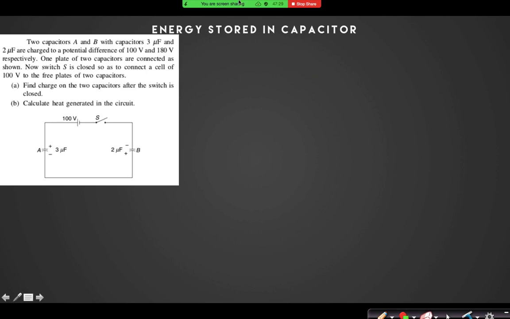Two capacitors with 3 microfarad and 2 microfarad are charged to a potential difference 100 volt and 180 volt respectively. One plate of two capacitors are connected. Now the switch is closed so as to connect a cell 100 volt to the plates. Find the charge on the capacitors after it is closed and calculate the heat generated in this circuit.